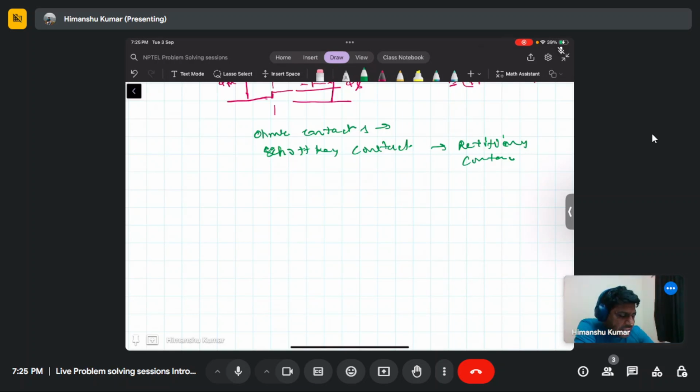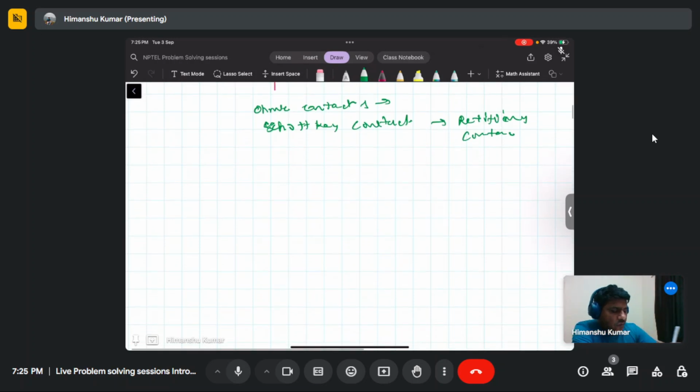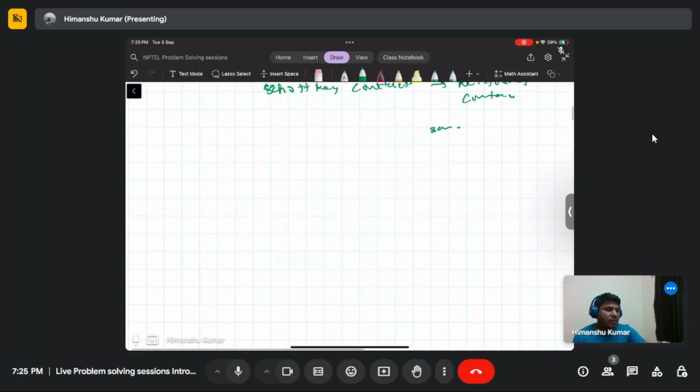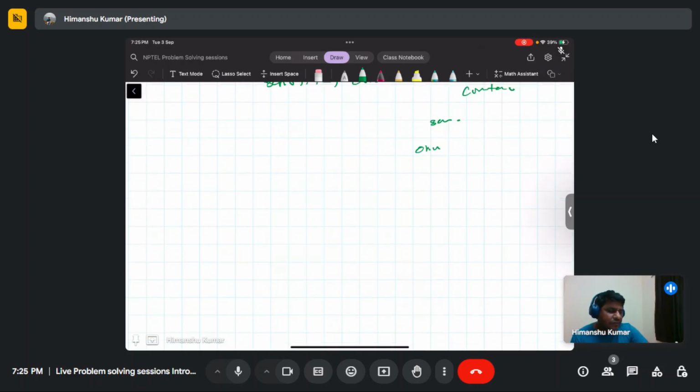These contacts are important basically when you want to make different kinds of devices like the Schottky barrier diode. You ideally want to conduct the current in one direction and not in the other direction. So there you need a Schottky contact.